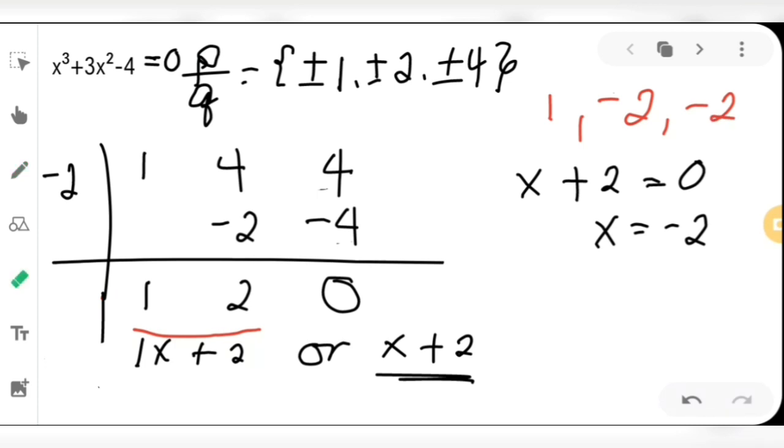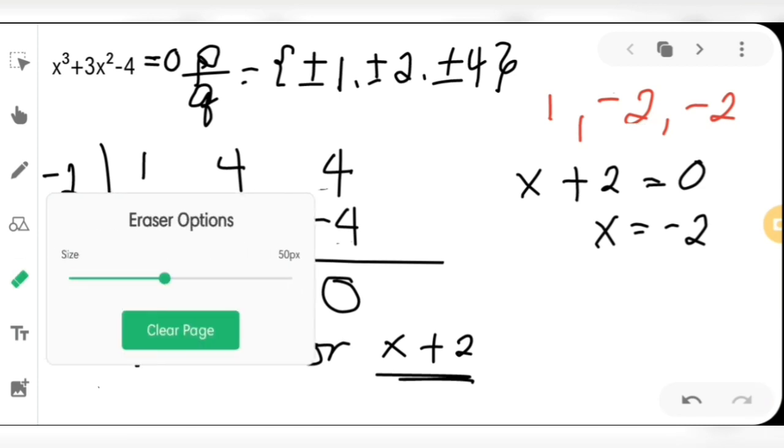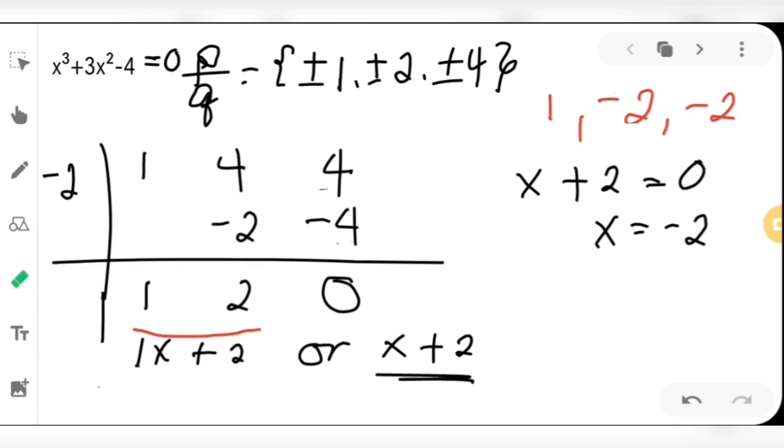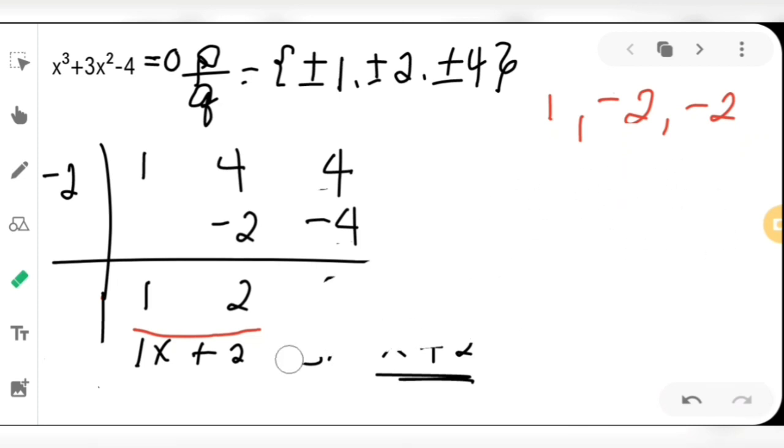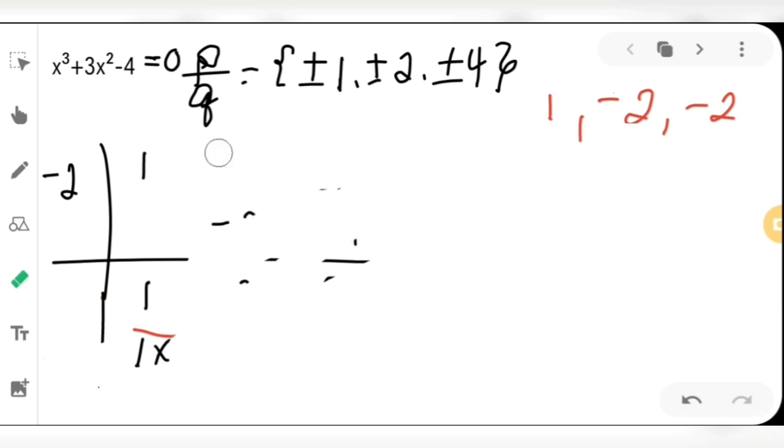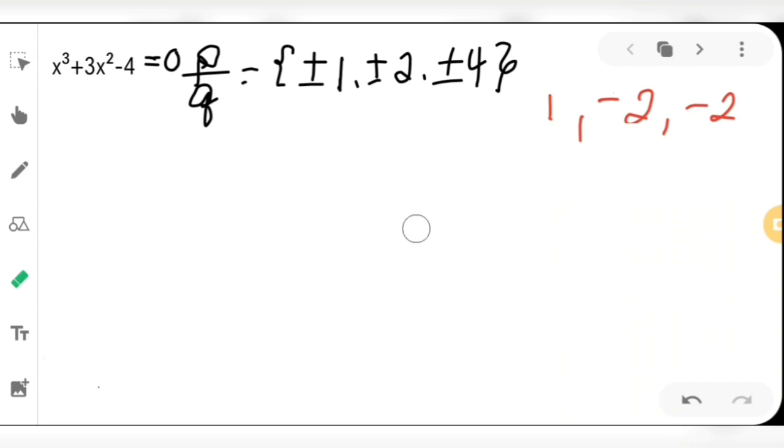Now we have here already the roots 1, negative 2, and negative 2. By the way, the degree of the polynomial indicates the number of roots. Since the degree of this polynomial is 3, that means we have 3 roots. Now these are our roots.